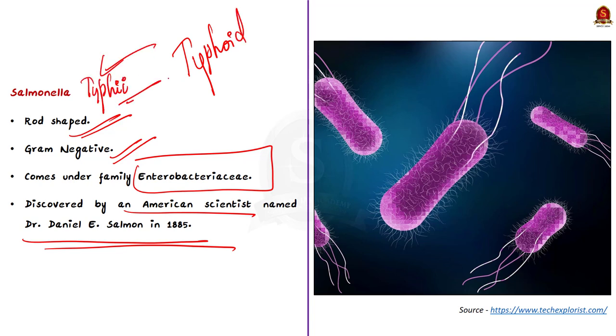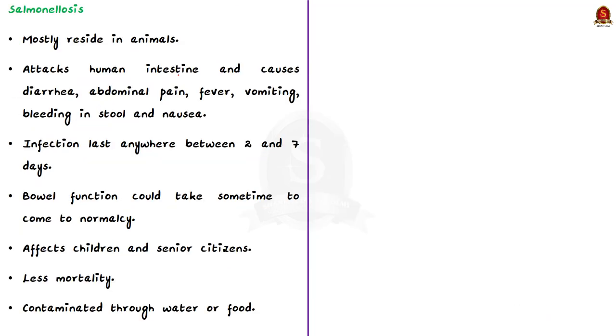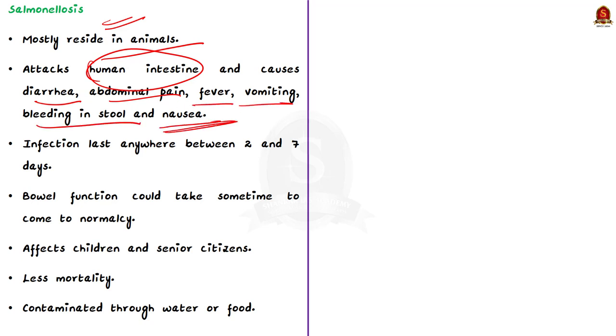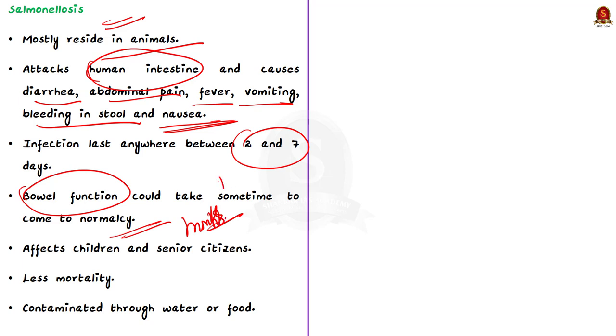Now let us see what Salmonellosis is. See, Salmonella bacteria resides in animals. But when it enters a human body, it causes Salmonellosis, which is an infection that attacks the intestine and causes diarrhea, abdominal pain, fever, vomiting, bleeding in stool and nausea. See, the symptoms of the infection last anywhere between 2 and 7 days. However, the bowel function could sometimes take months before returning to normalcy. In some cases, it spreads the infection from intestine to the bloodstream also.